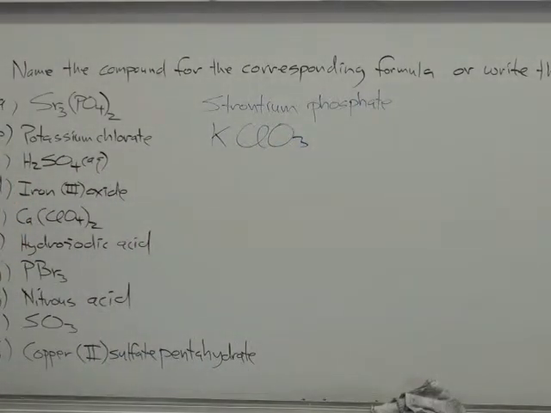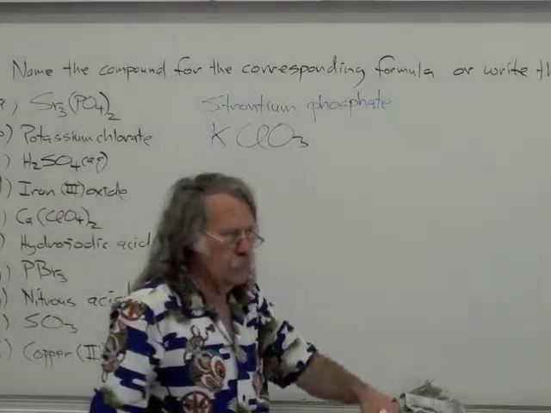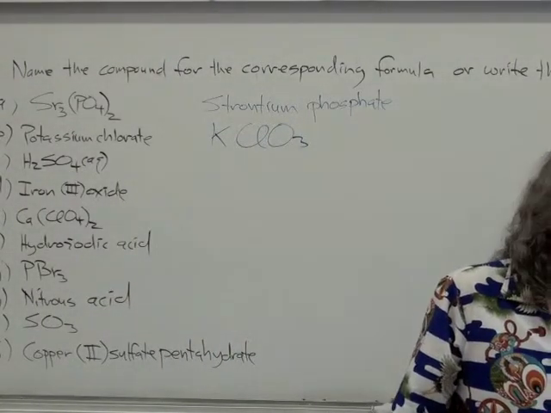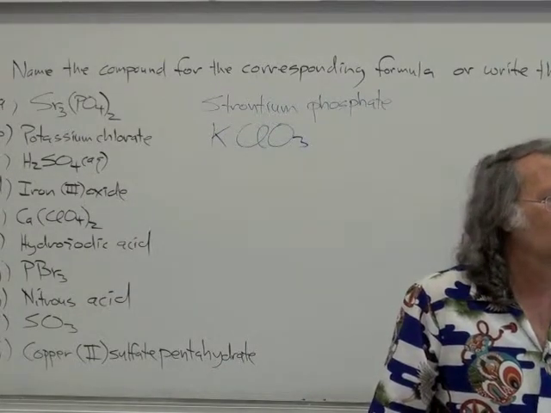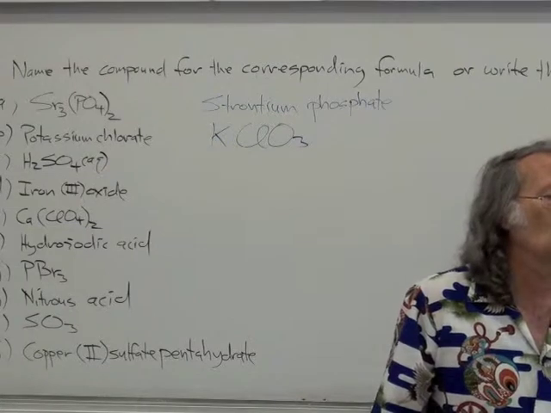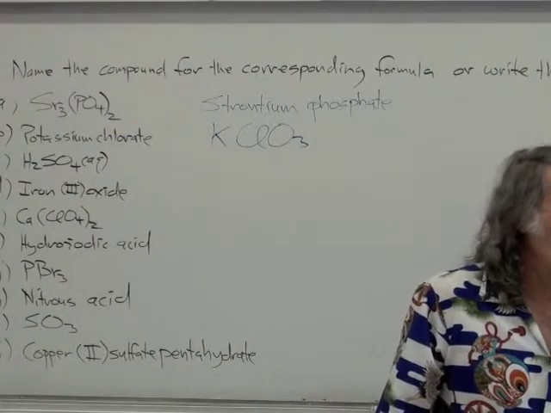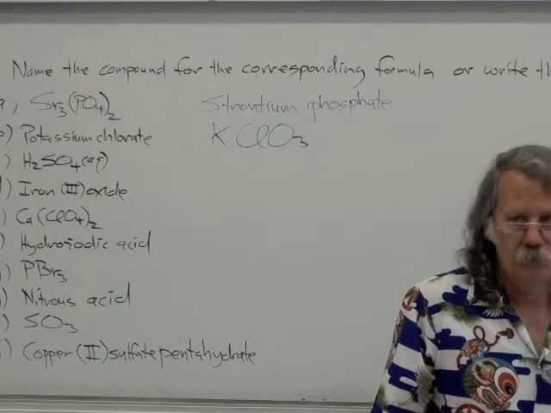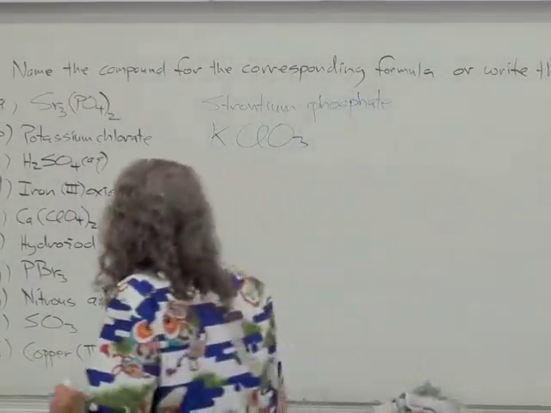If it was ClO4, what would it be? Perchlorate. If it was ClO, what would it be? Hypochlorite. If it was ClO2, what would it be? Chlorite. Okay, so we're all good there.